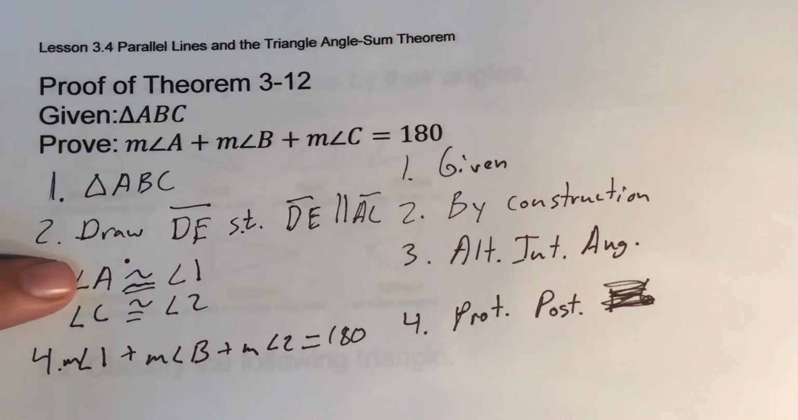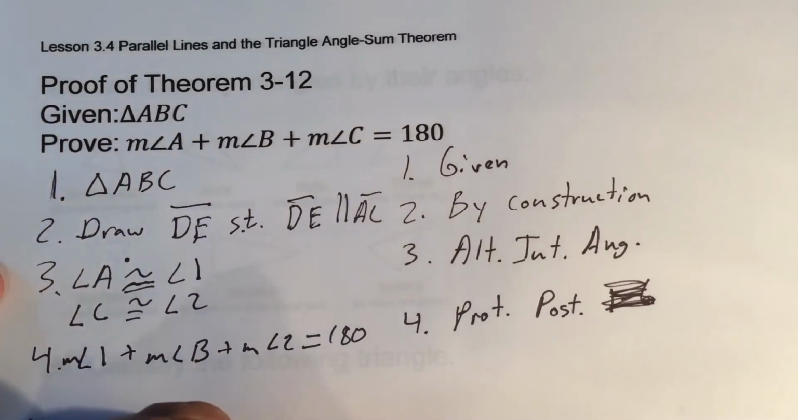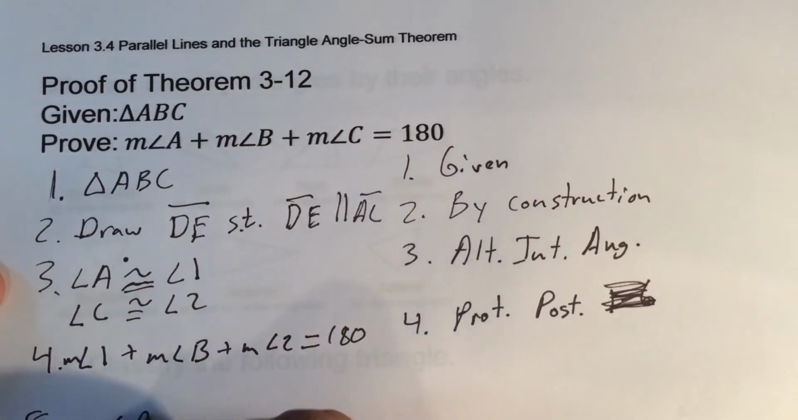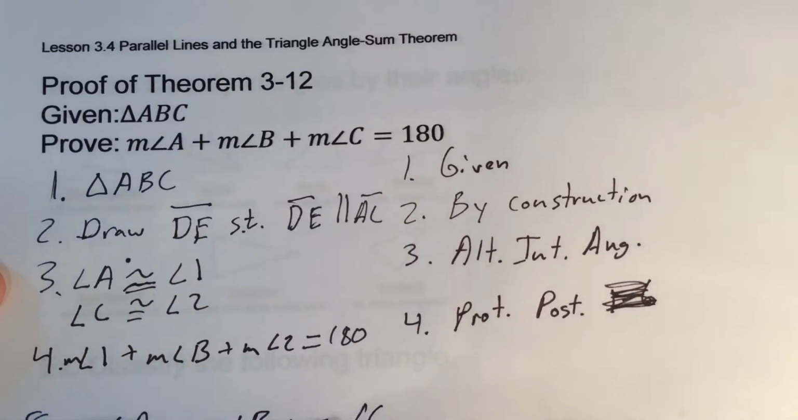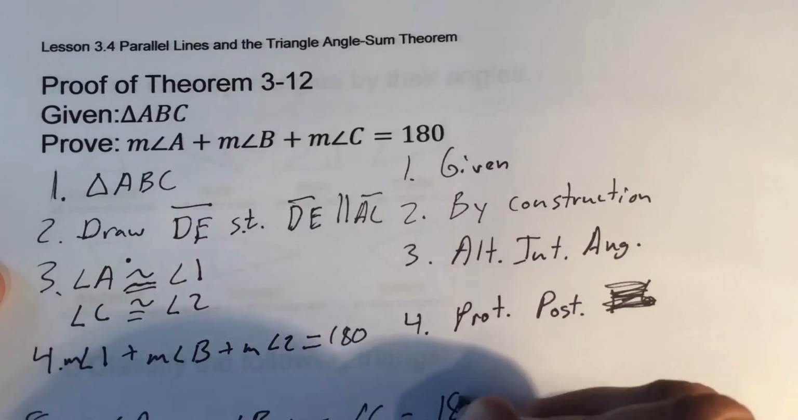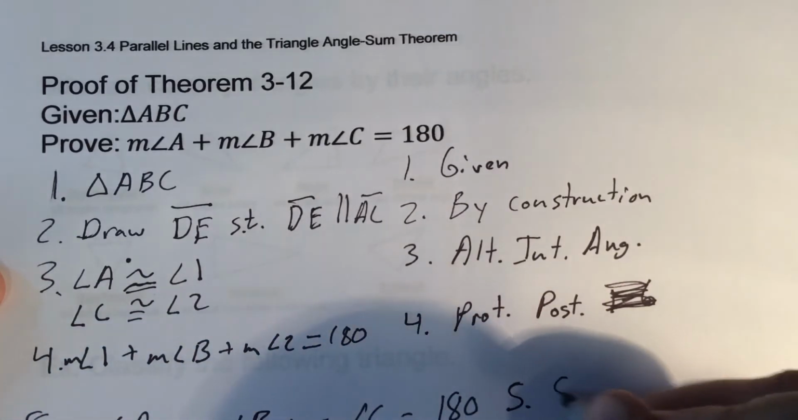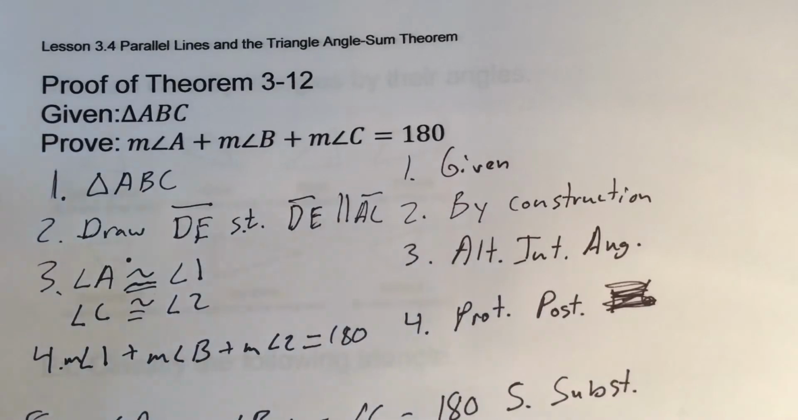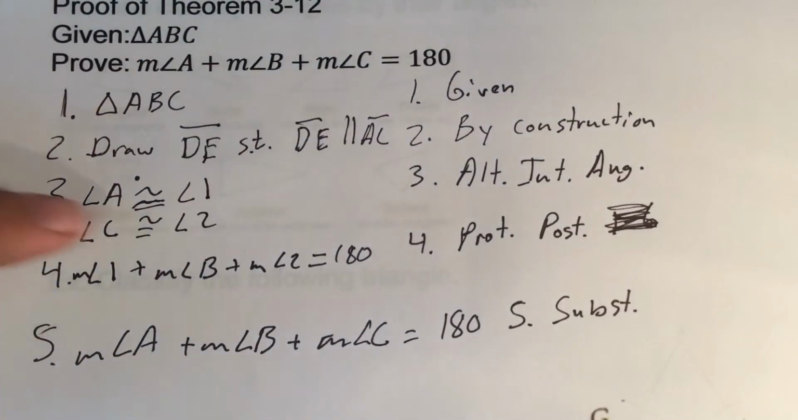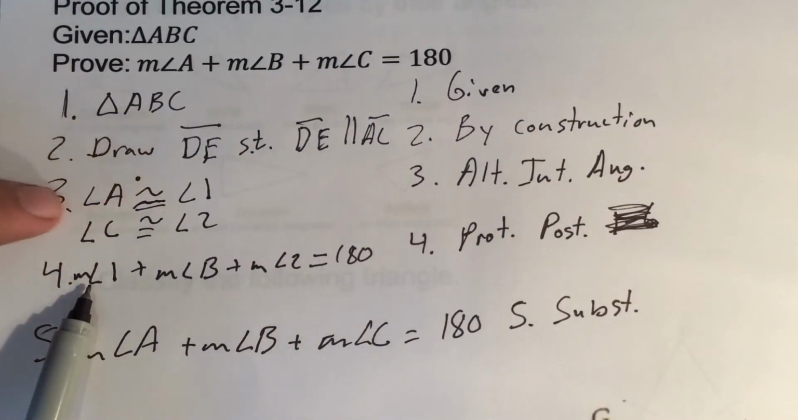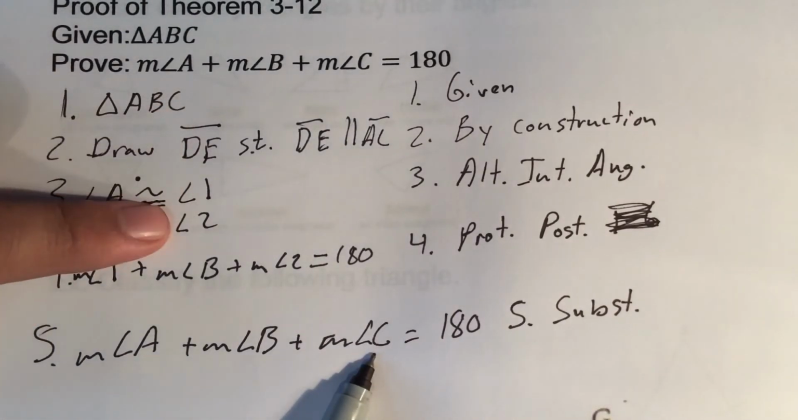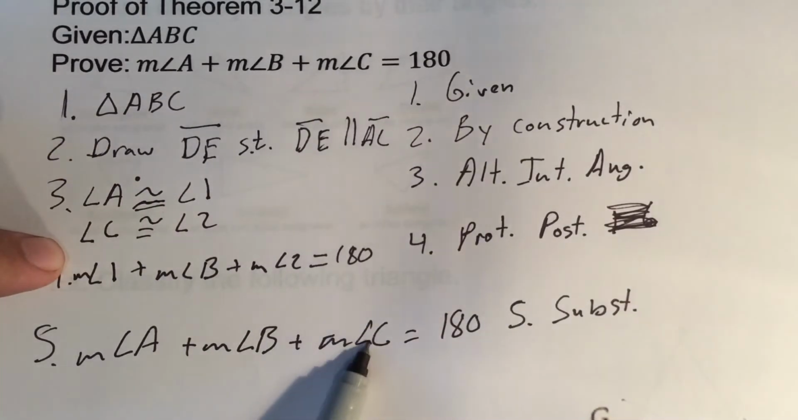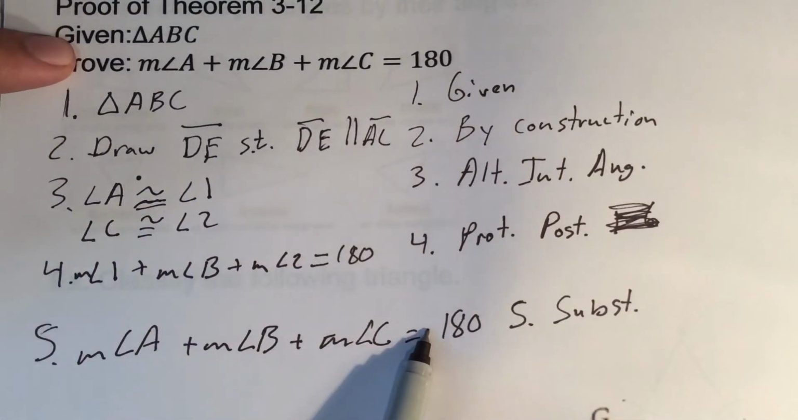Well, what do we know already? Well, we know A is what 1 is, and we know C is what 2 is. So we can say the measure of angle A plus the measure of angle B plus the measure of angle C equals 180 by substitution. So 1 is congruent to A, so A gets subbed in for 1. C is congruent to 2, so C gets subbed in for 2, so now we have it, which is what we're trying to show.